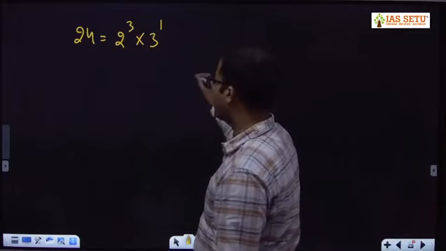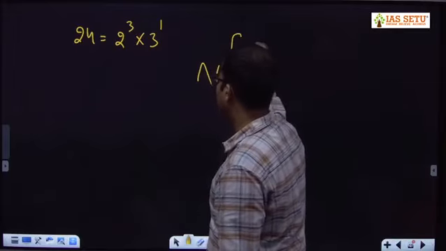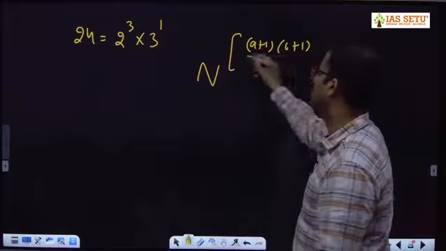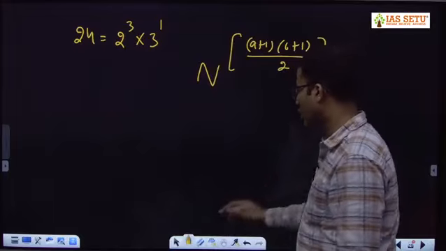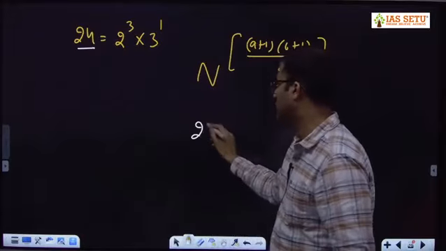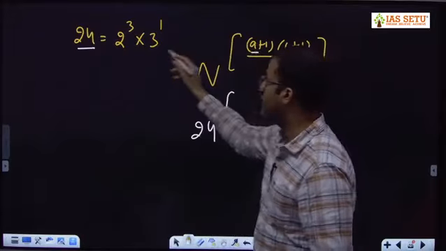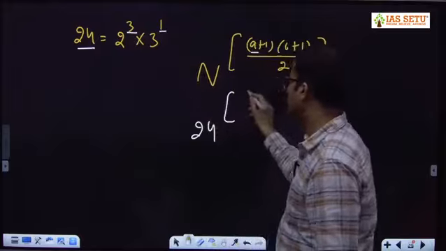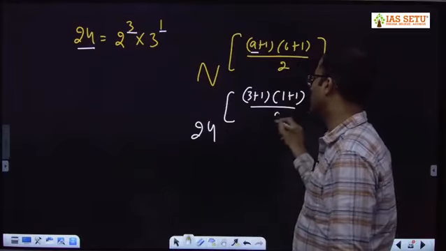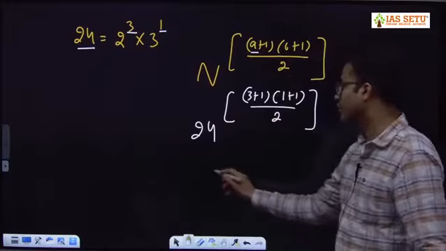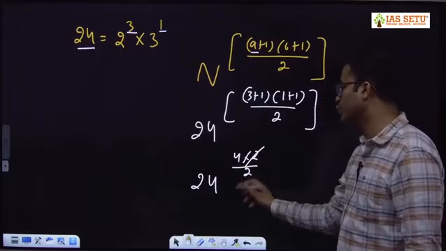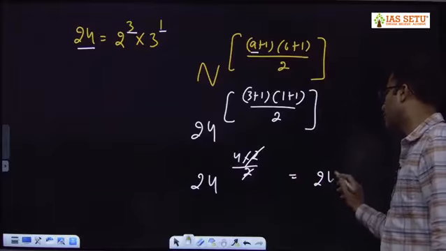So now here our formula is N to power (A plus 1 into B plus 1 and so on) divided by 2. Now you put the values. What is N? 24. What is A? 3. What is B? 1. So 3 plus 1 into 1 plus 1 divided by 2. So it is 24 to power 4 into 2 divided by 2. 2 and 2 cancel. 24 to power 4.